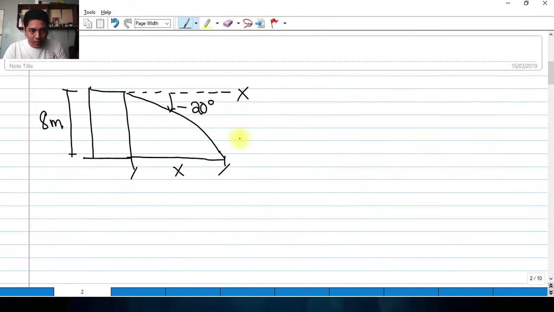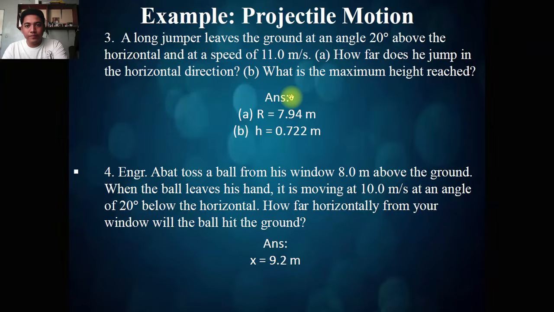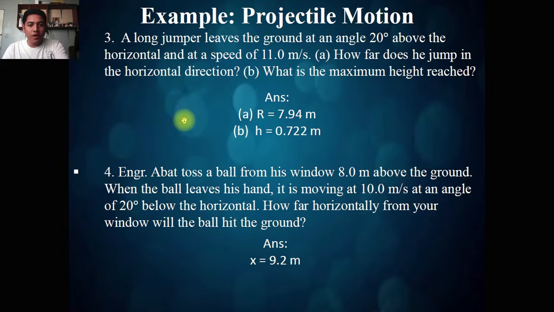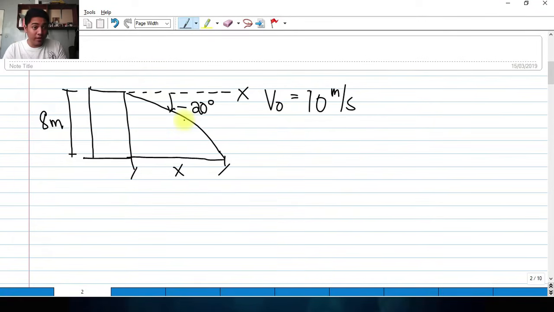So let's write the given. So we have a v naught of 10 meters per second. So the problem is actually asking how far horizontally from your window will the ball hit the ground. So from my window, will the ball hit the ground to this final destination? How far is that? That is the problem.